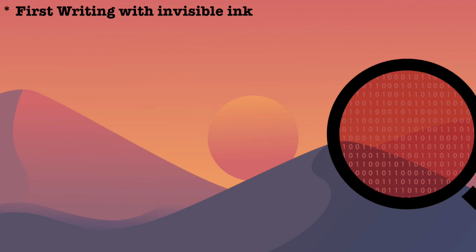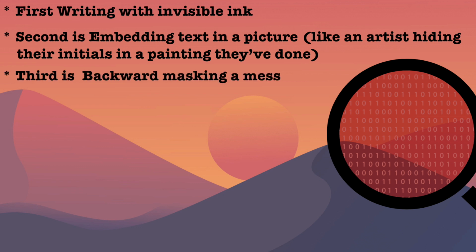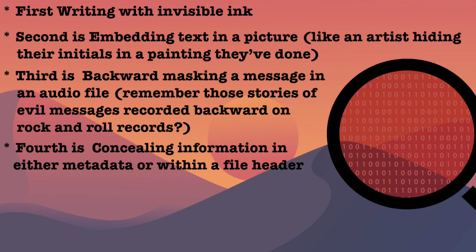Some examples of steganography include: first, writing with invisible ink. Second is embedding text in a picture, for example, an artist hiding their initials in a painting they have done. The third example is backward masking a message in an audio file. Do you remember those stories of evil messages recorded backward on rock and roll records? Next is concealing information in either metadata or within a file header.